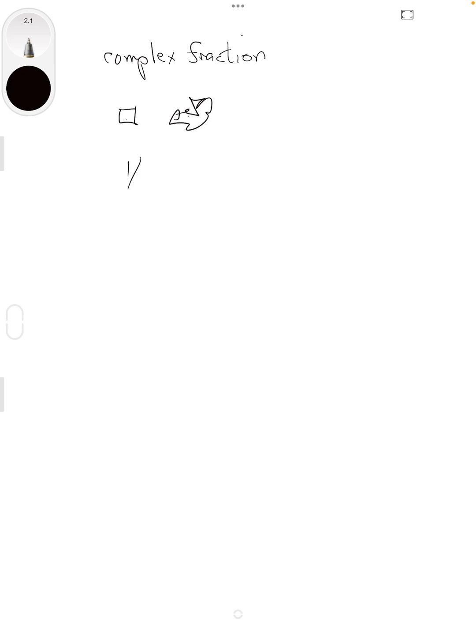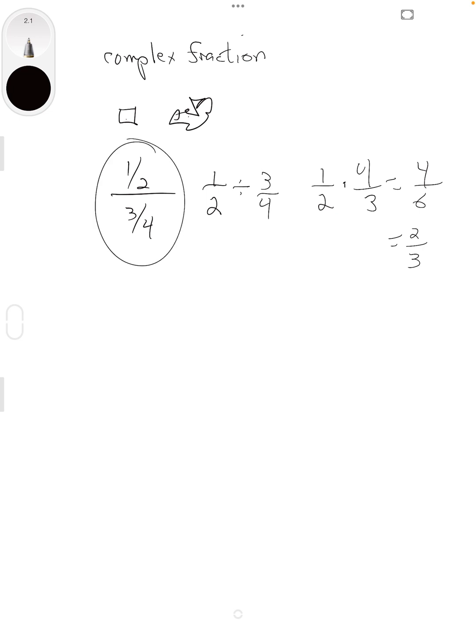What if you have a fraction over a fraction? 1/2 over 3/4. In your brain, you need to say that's 1/2 divided by 3/4, which is 1/2 times the reciprocal of 3/4. And then your answer is going to be 4/6, or reduce that to 2/3. So when you see a complex fraction, that's all a complex fraction is, where you have a fraction on the top and a fraction on the bottom.